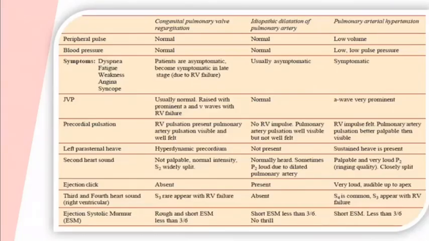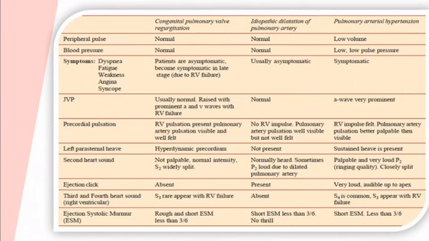And this is the slide that can show the difference between congenital pulmonary valve regurgitation, idiopathic dilation of pulmonary artery, and pulmonary artery hypertension, which means that it is a high pressure PR. So I would not talk on each and every point. I would just enumerate the important points. So as already explained, the murmur would be high pitched with pulmonary artery hypertension, whereas it is low pitched and soft with congenital pulmonary valve regurgitation.